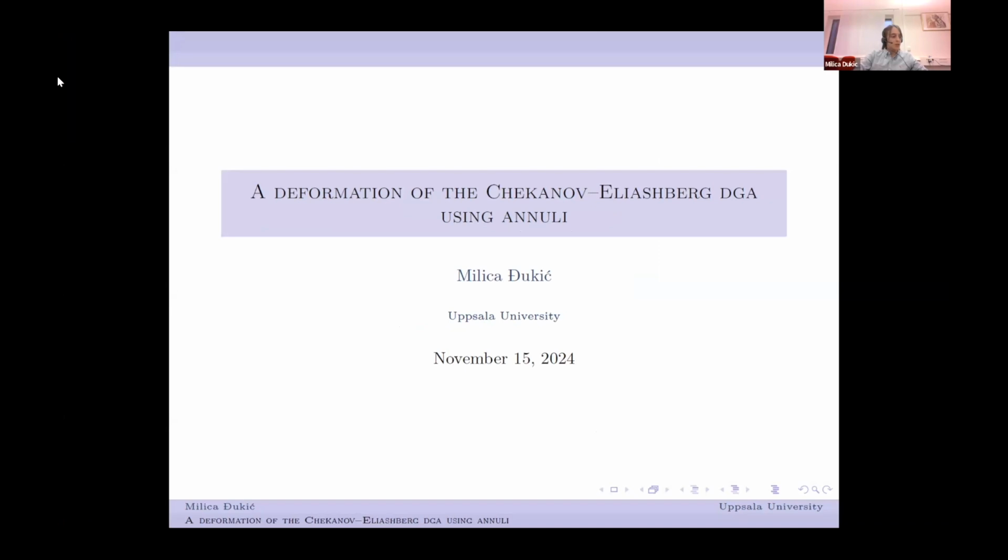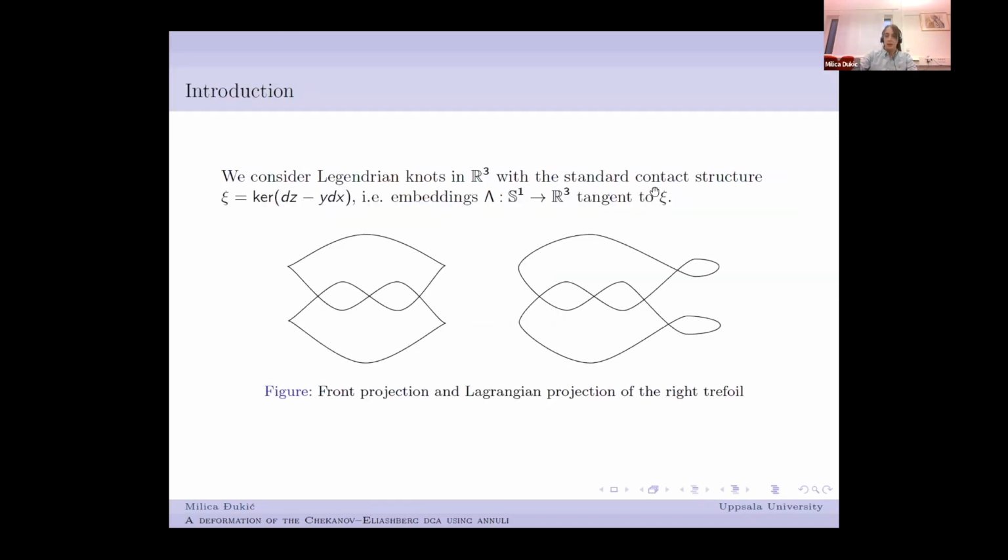So as the title suggests, I'm going to talk about an invariant of Legendrian knots in R3, which comes from the symplectic field theory framework and extends the existing invariants that are obtained by counting holomorphic disks by introducing J-holomorphic annuli into the picture. So it's an extension of Chekanov-Eliashberg algebra and rational SFT. And I'm going to take some time to introduce the setting.